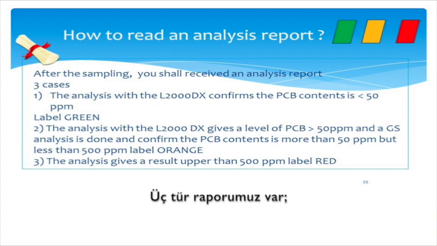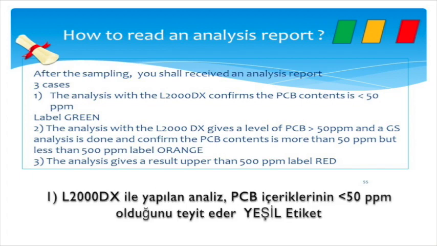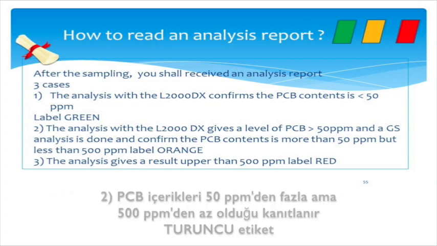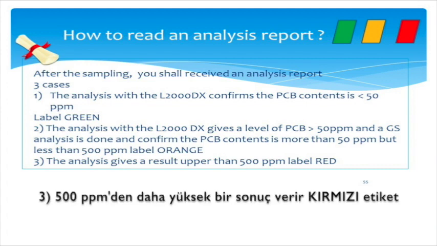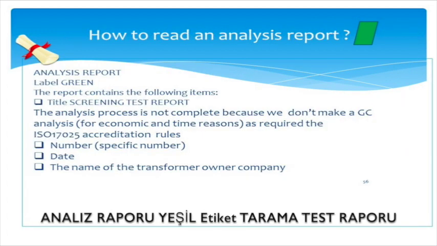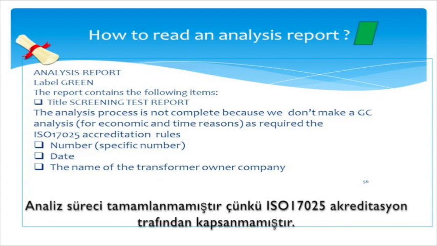We have three types of report. If the analysis by the L2000DX analyzer confirms the content is less than 50 ppm, the label is green. More than 50 ppm and less than 500 ppm, the label is orange. More than 500 ppm, the label is red. The report with a green label is only a screening test report. The analysis is not complete and not covered by ISO 17025 accreditation.